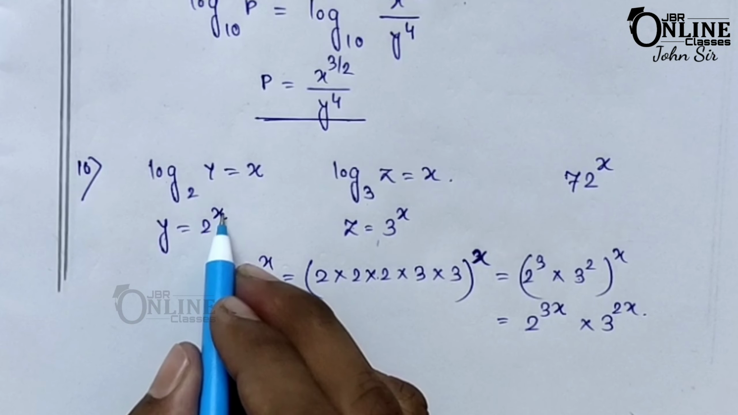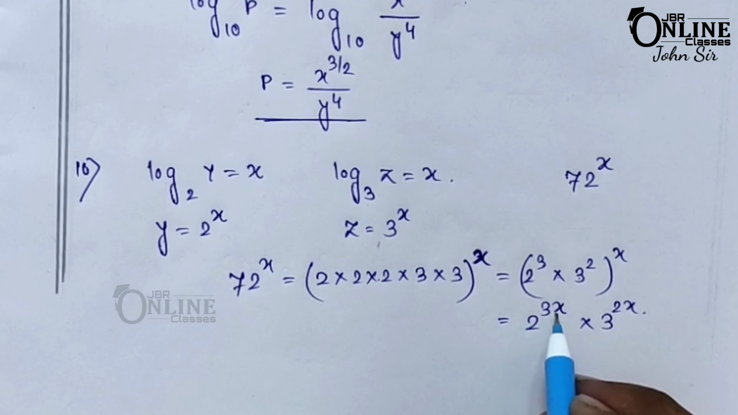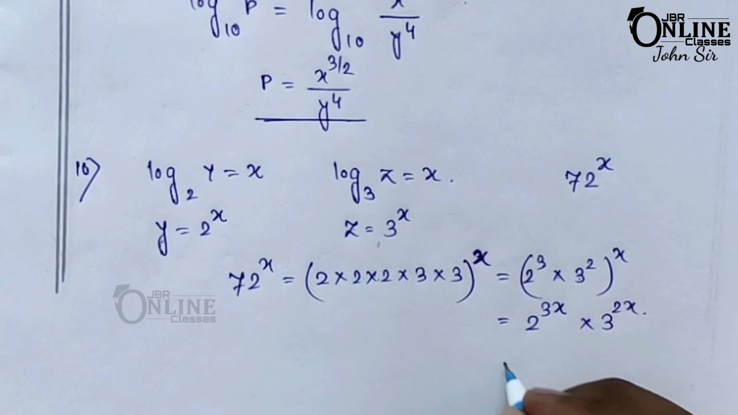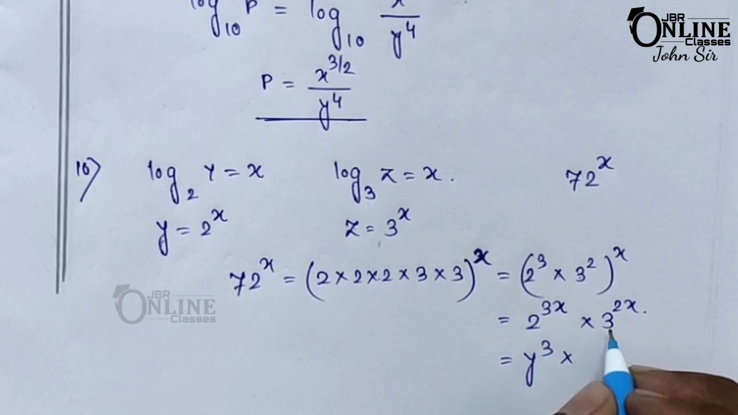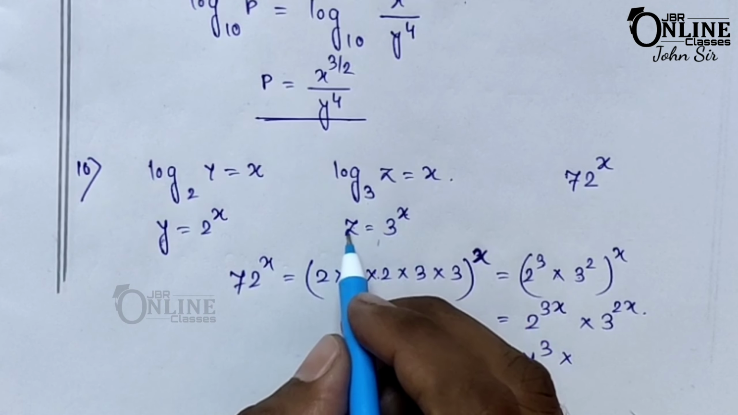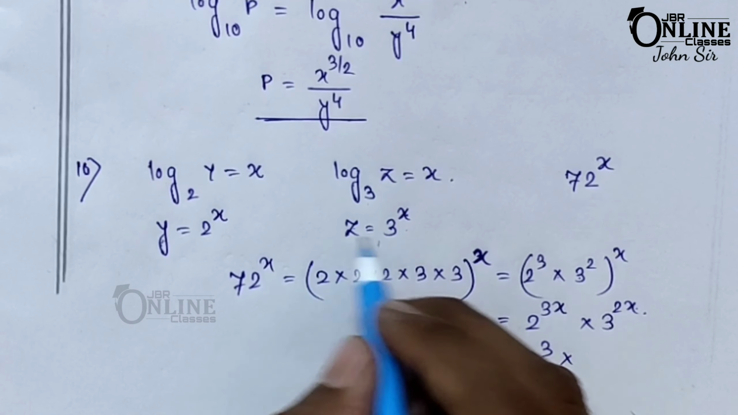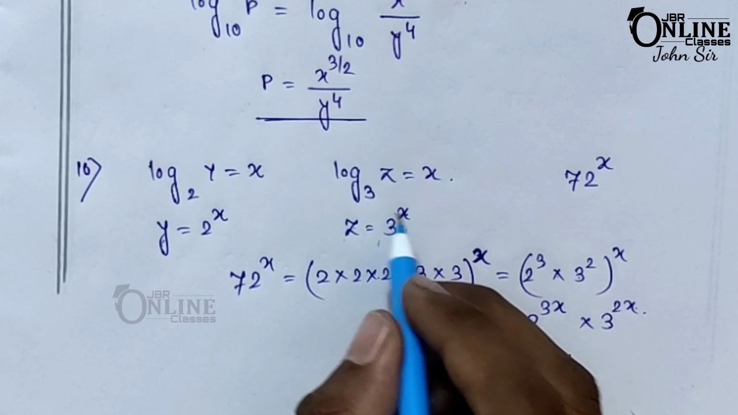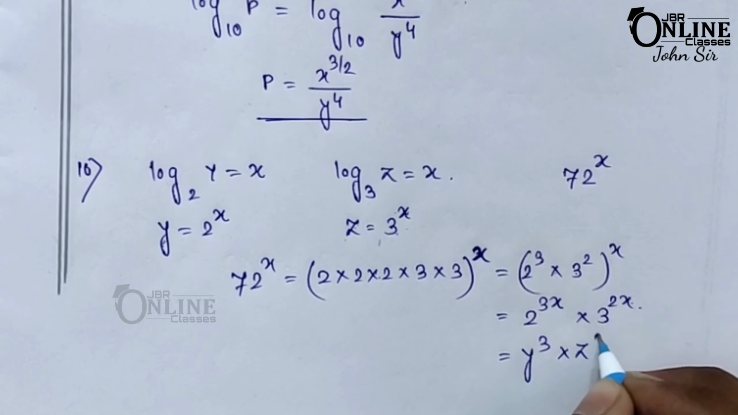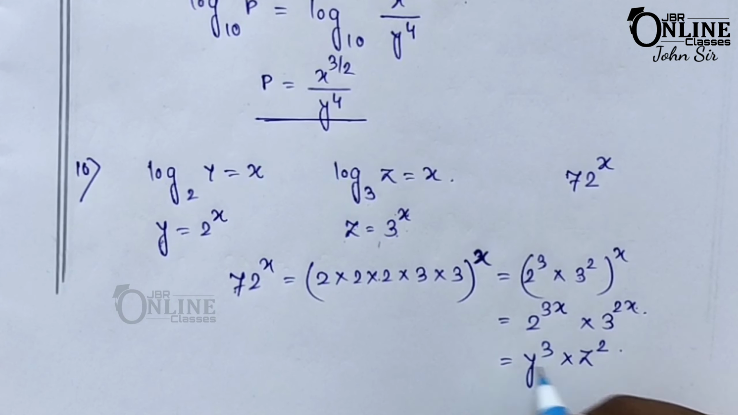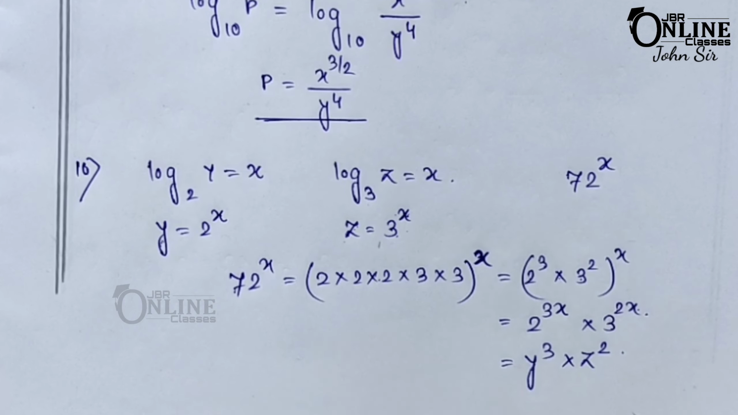Now here 2 to the power x means y, then 2 to the power 3x, that means cubing both sides, you will get y cube. Here 3 to the power x equal to z and 3 to the power 2x, that means you have to square both sides. Then you will get 3 to the power 2x equal to z square. That means 72 to the power x will be y cube into z square.